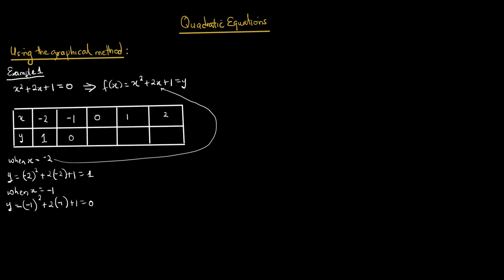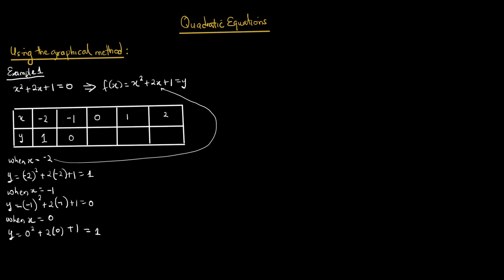If I do that for the next one, when my x is equal to 0, my y should be equal to 0 squared plus 2 into 0 plus 1. If I do that, that should give me a 1 there.